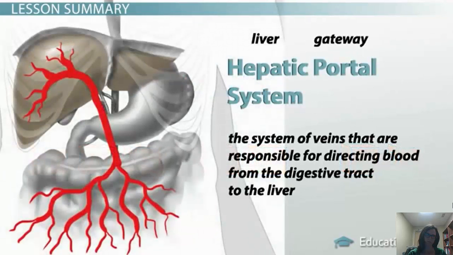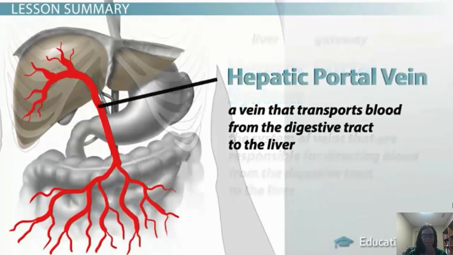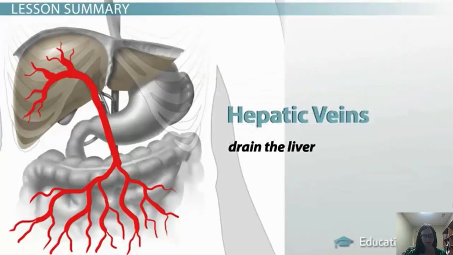Before entering the general circulation, digested nutrients that leave the digestive tract take a detour to the liver. The hepatic portal system is a system of veins that are responsible for directing blood from the digestive tract to the liver. The hepatic portal vein is the vein that transports blood from the digestive tract to the liver. After the liver takes its share of the nutrients, the blood enters the general circulation through the hepatic veins that drain the liver.